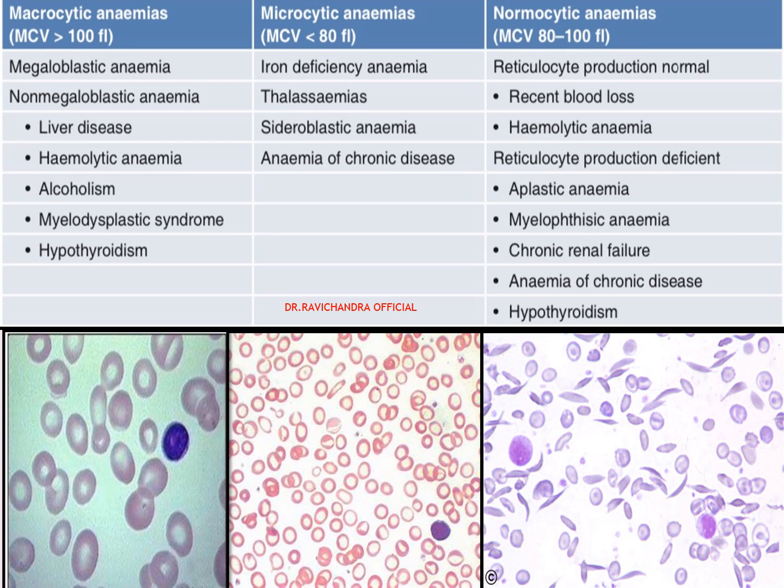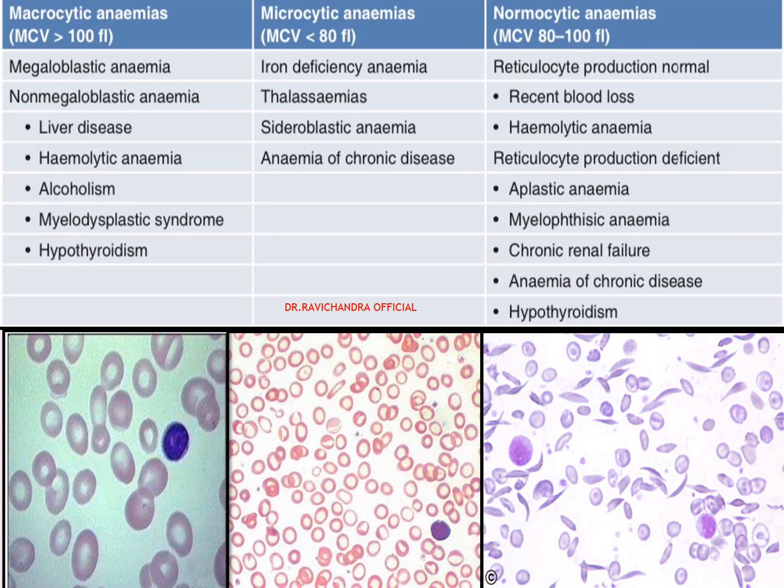Macrocytic anemia, it can be megaloblastic anemia or non-megaloblastic anemia. Non-megaloblastic anemia includes liver diseases, hemolytic anemias, alcoholism, myelodysplastic syndromes, hypothyroidism, and megaloblastic anemia is because of B12 deficiency and folic acid deficiency.